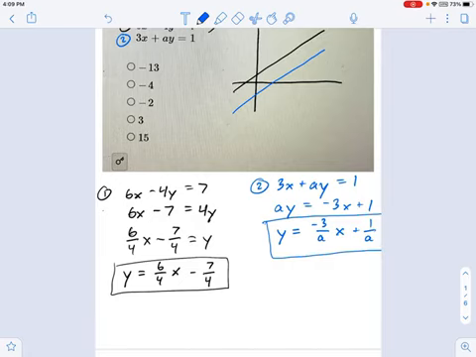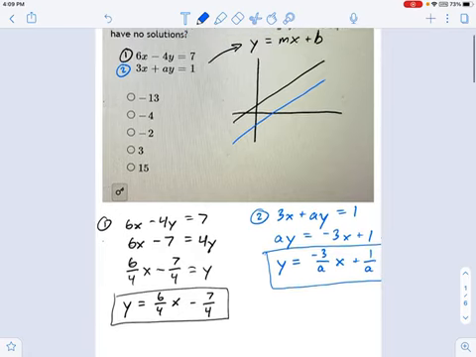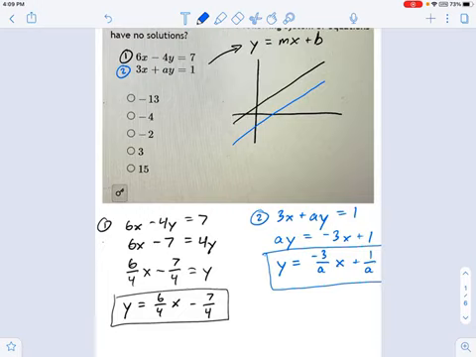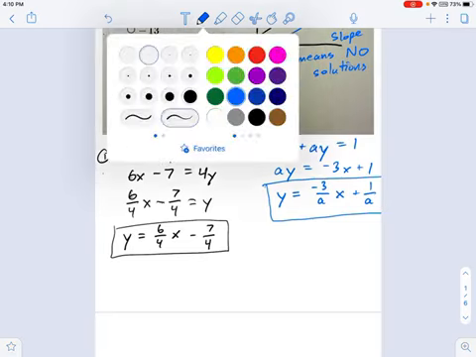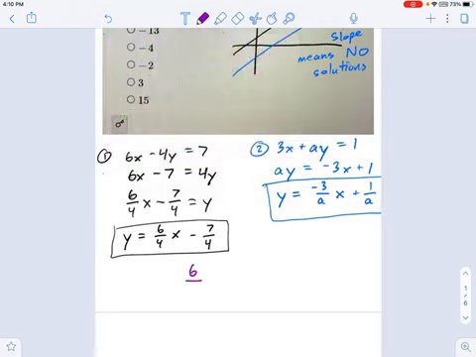So there's the 2 equations, and remember what it takes for 2 lines to be parallel. They have to have the same slope. When you have the same slope, that means no solutions, because they're parallel, they're never going to intersect. So where is the slope the same? Or in other words, where is 6/4 equal to negative 3 over a?